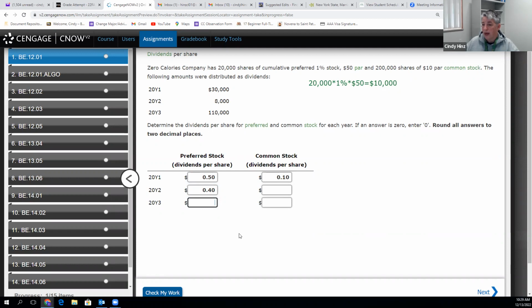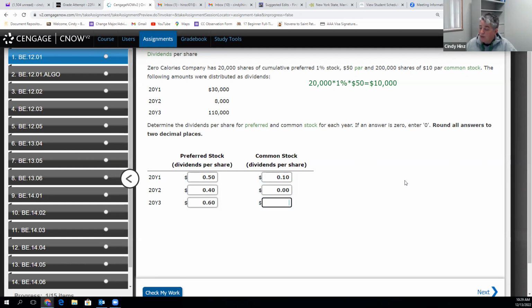So skipping ahead, in 2023, the preferred stockholders are going to get the 10 cents that carried over from the previous year, plus the 50 cents for that year. And so in 2023, those stockholders would receive 60 cents in dividends. Now back to 2022 for the common stockholders. Remember, the preferred stockholders didn't get all of their dividend, which means the common stockholders get nothing in 2022.